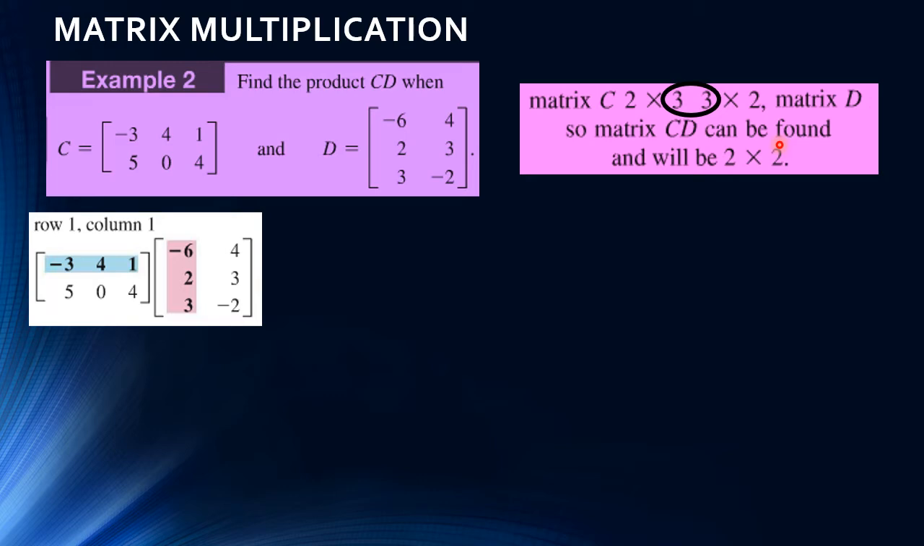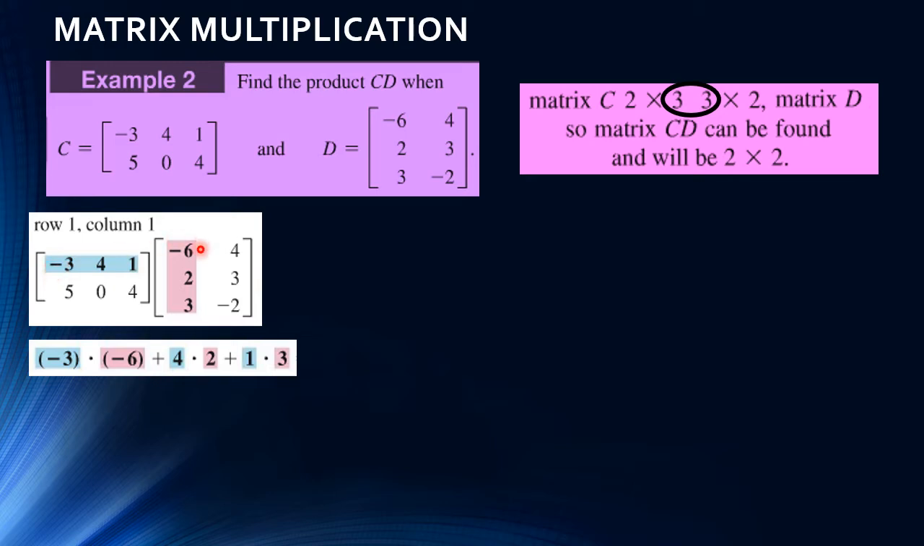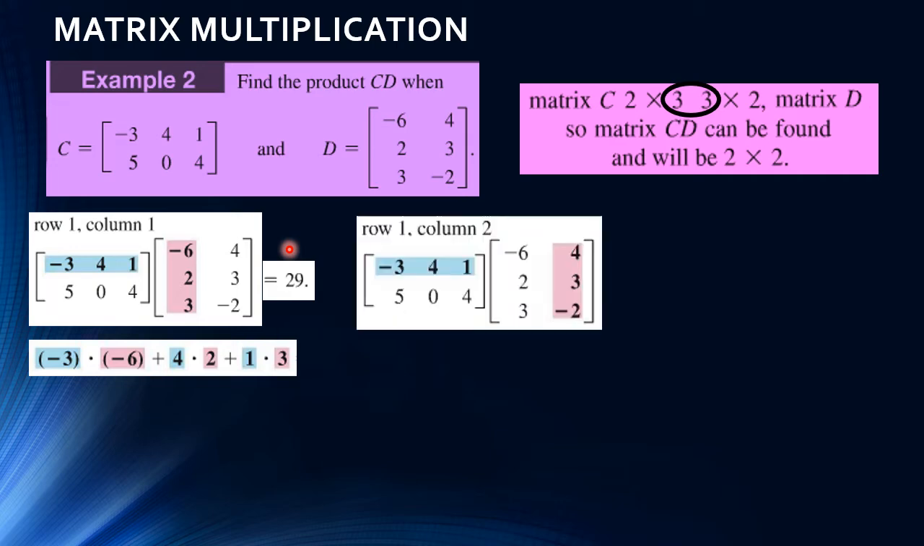All right. So to find the first position in row 1, column 1 of the answer matrix, we're going to take the row of the first matrix times the column of the second matrix. And you can see those there in blue and a reddish color. Remember that we multiply each coordinating member. So -3 times -6 plus 4 times 2 plus 1 times 3. Add them up. And this gives us our first member of the answer matrix.